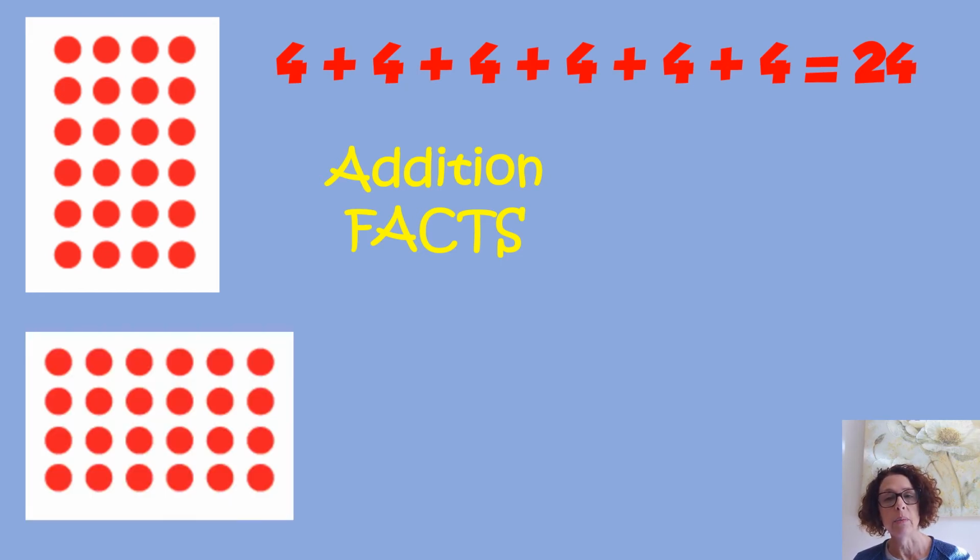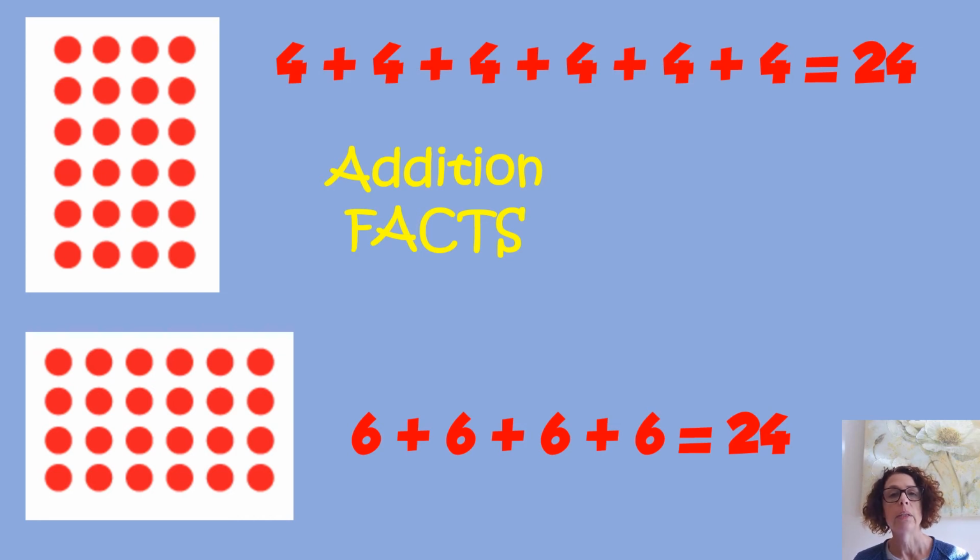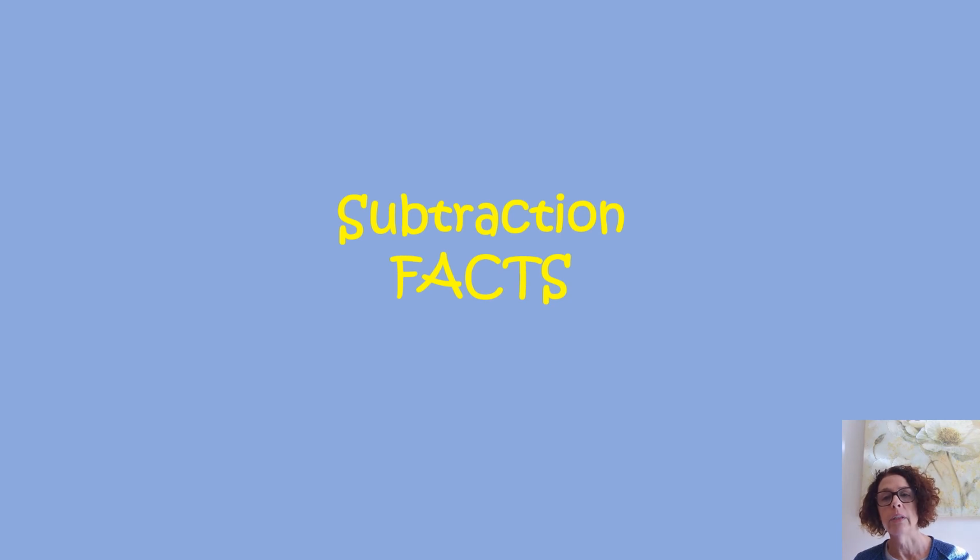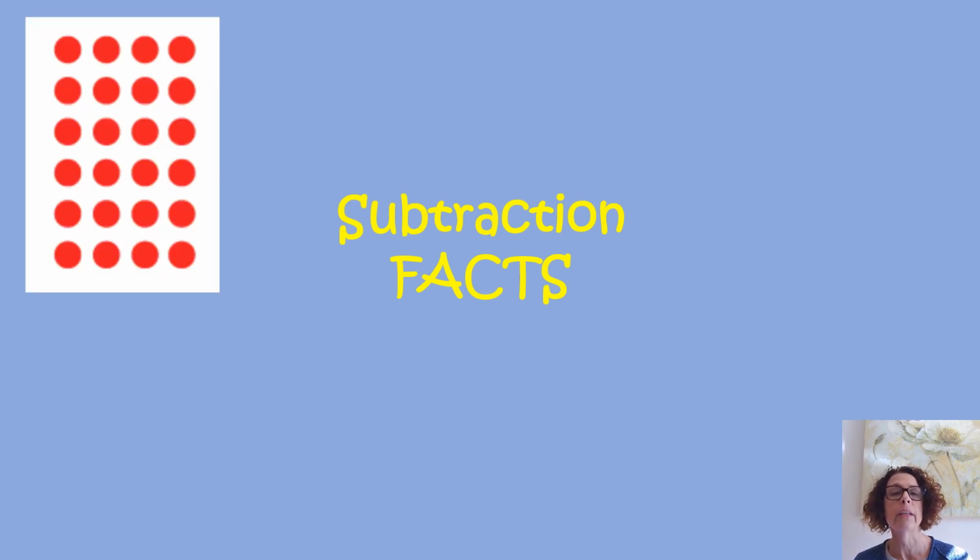If we look at this array, the related addition fact is going to be 6 plus 6 plus 6 plus 6 equals 24. So these are the two addition facts related to our multiplication fact, which we started with, 6 times 4 equals 24. Now the only operation we've got left now is subtraction. So let's look at the subtraction facts that relate to this array of 6 times 4.